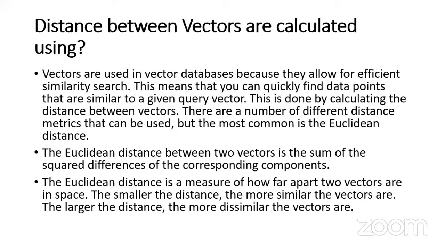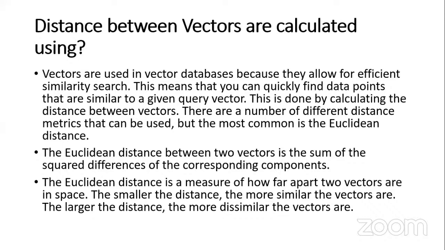Vectors are used in vector databases because they allow for efficient similarity search. This means that you can quickly find the data points which are similar to a given query, done by calculating the distance between vectors. So to determine whether two vectors are similar to each other or not, I'm going to calculate the distance between those data points. There are a number of different distance measures that we have. You have Euclidean distance, Manhattan distance. Okay, a lot of different statistical distances are available. But yes, the most common one of them is Euclidean distance.